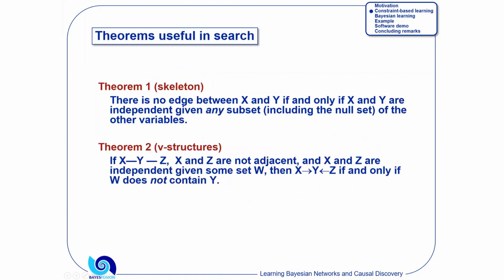Let me quickly say here, the first theorem is that there is no edge if and only if they are independent. If you remember, we saw that in the very beginning, when we talked about Bayesian networks and independencies. That's a consequence of the Markov condition, essentially. The V-structure theorem is essentially those triples where you can show that X and Z become dependent given Y, even though they were independent.